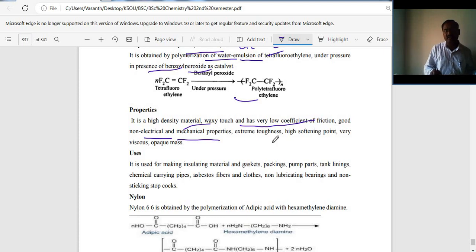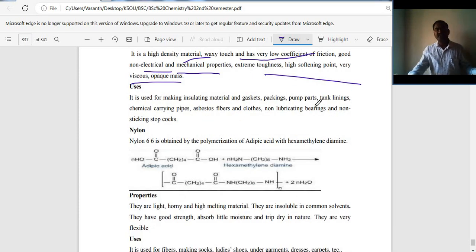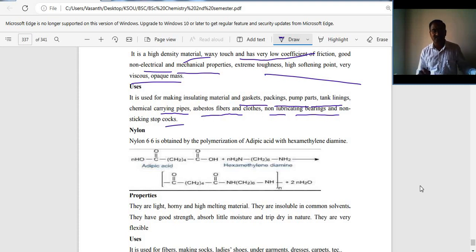Extreme toughness, high softening point, very viscous and opaque. Generally it is used in making gaskets, packing, pump parts, tank lining, chemical carrying pipes, asbestos fibers, cloths, non-lubricating bearings, and non-stick cookware.